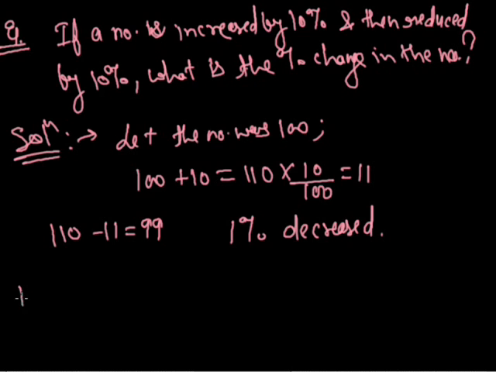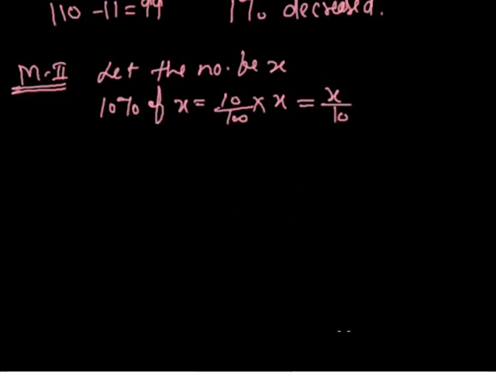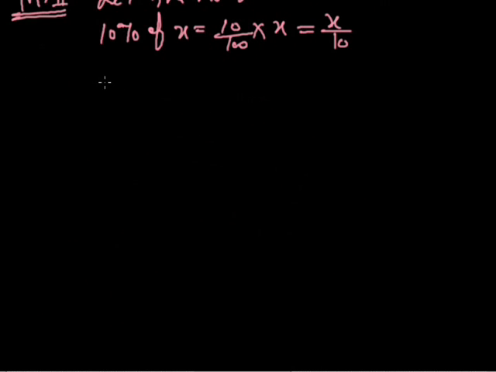Okay. Method second. If you don't want to assume the number as 100, you can assume the number as x only. Let us assume the number is x. If the number was x, then I increased it by 10% of x, that is 10 by 100 into x, or you can say x by 10. Now the new number is x plus x by 10, or you can say 11x by 10.